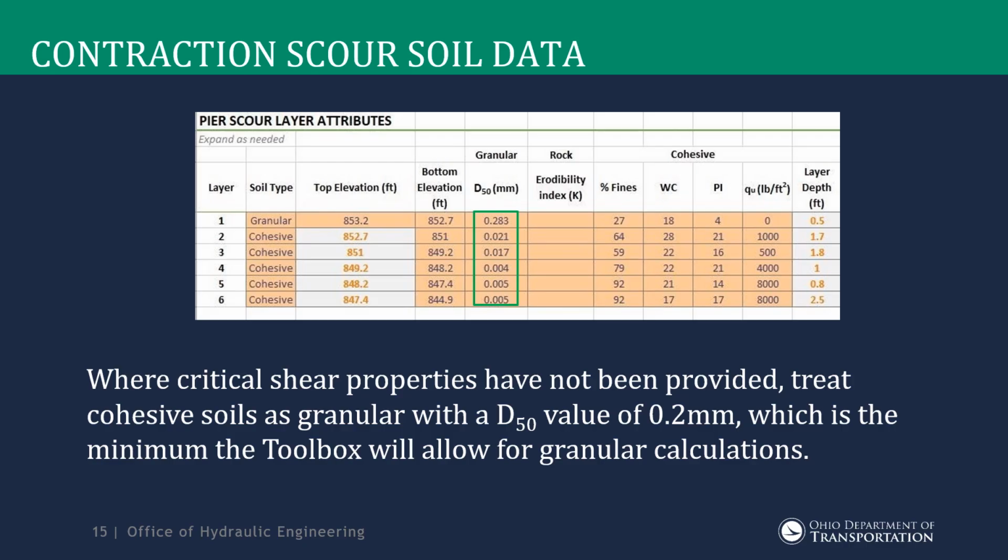Like I said, we need soil information. So we're looking here, and we have D50 that we're looking at. The critical shear properties have not been provided. And when you have a D50 that is below 0.2 millimeters, we're going to round everything to 0.2 millimeters, because the toolbox can only work with 0.2 millimeter or larger for granular calculations.